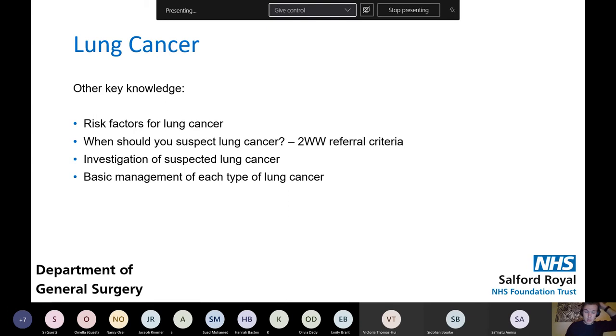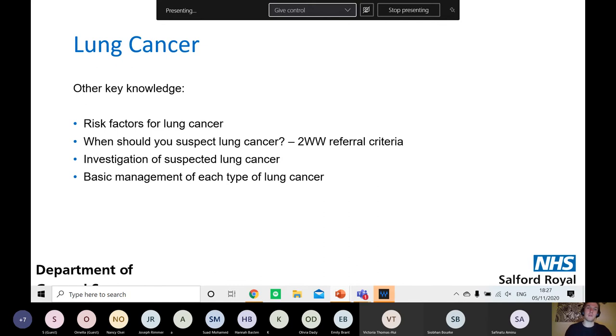So other things that you need to know, what are the risk factors? So we've talked about smoking, it's absolutely key. Other things like age and asbestos exposure are other important things to know. So if somebody smokes and has been exposed to asbestos, those risk factors work together and they have a massively increased risk of getting lung cancer.